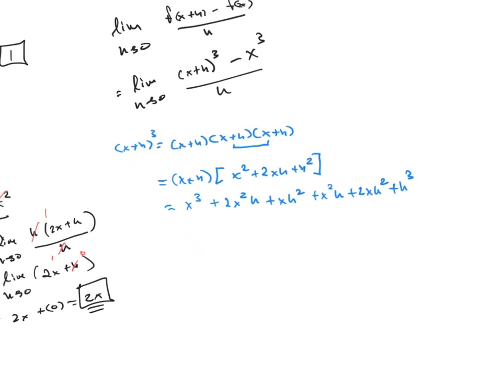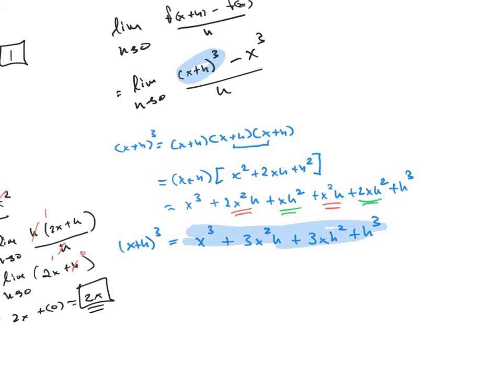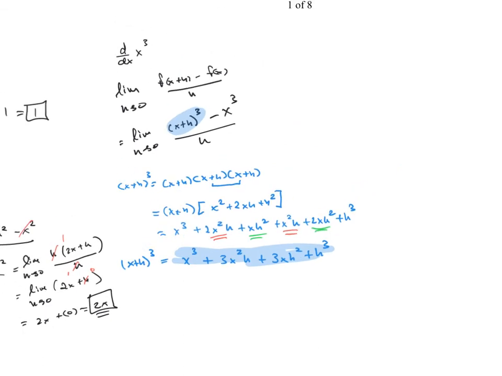Let's see if there's any terms that I can combine. I see here's an x squared h term and here's an x squared h term. I see here's an xh squared and here's an xh squared term. So combining them and simplifying, I would have x cubed plus, looks like I'd have 3x squared h plus 3xh squared plus h cubed. So that is effectively what x plus h quantity cubed is. And what I'm going to do then is I'm going to replace this expanded form back into the formula up here. So let's go for it.